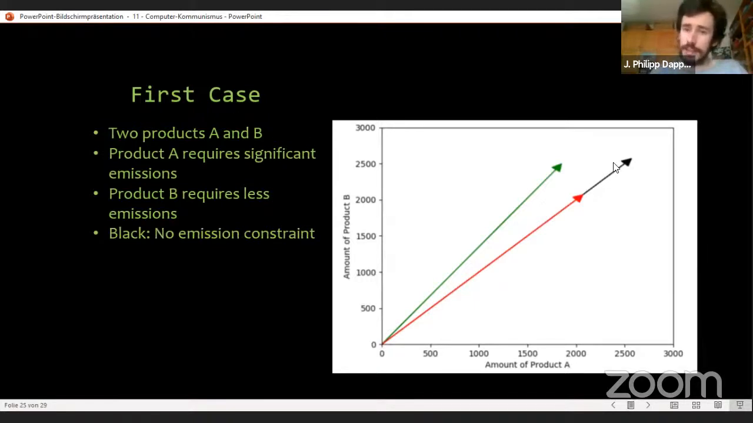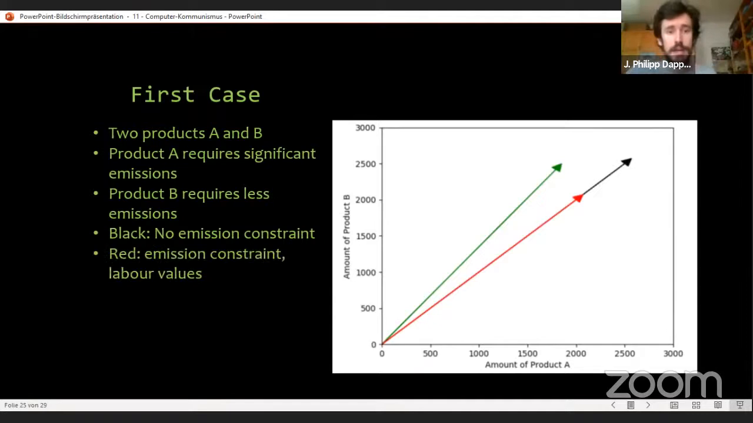And in the black arrow, we see what happens if there's no constraint on emissions. So the economy is basically allowed to emit as much CO2 as it wants, right? With no limit on this. And that's what happens in the black case. And that happens whether you use labor values as cost indicators or my opportunity cost valuations. In both cases, you get exactly the same thing, okay?